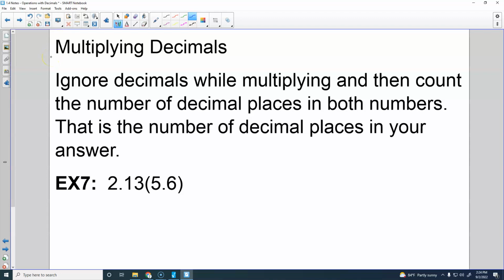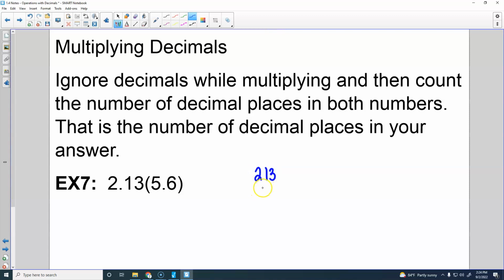Multiplying decimals. Students have usually forgotten how to multiply decimals. It's really not that difficult. You're just going to ignore the decimals completely while you're multiplying. And then you'll count the number of decimal places in both numbers. That's the number of decimal places in your answer. So I have 2 decimal places here and 1 here. So my answer is going to have 3 decimal places in it.